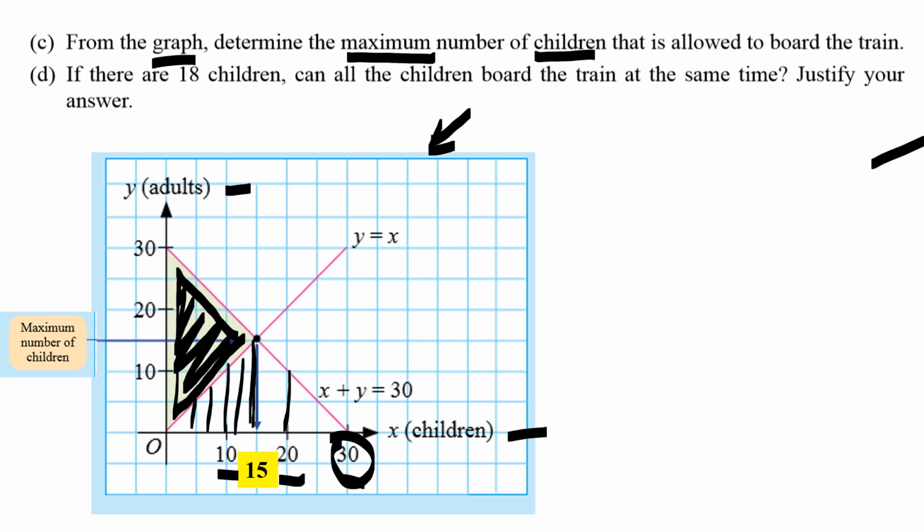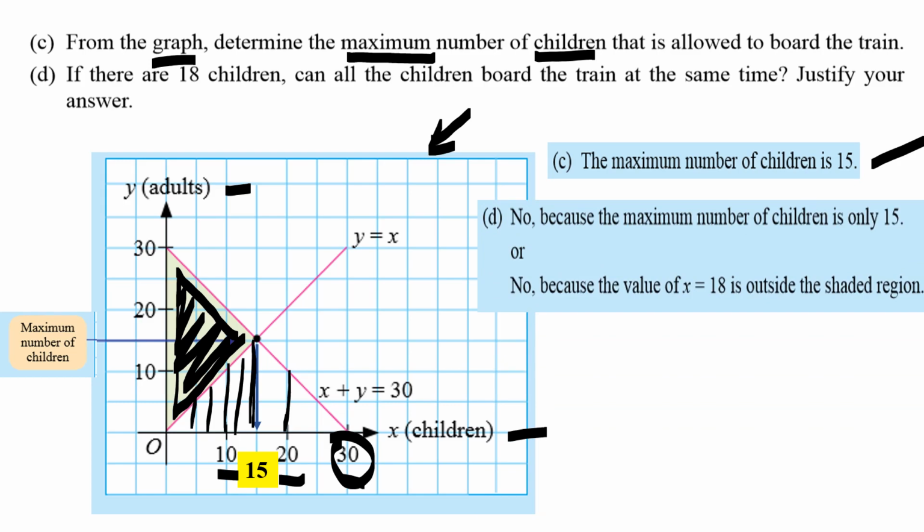Okay, if there are 18 children, can all the children board the train at the same time? 18 children, can? Of course cannot, because the maximum number of children is 15. So 18 cannot. You can write like this: No, because the maximum number of children is only 15. Or, 18 is outside the shaded region. The shaded region is over here.